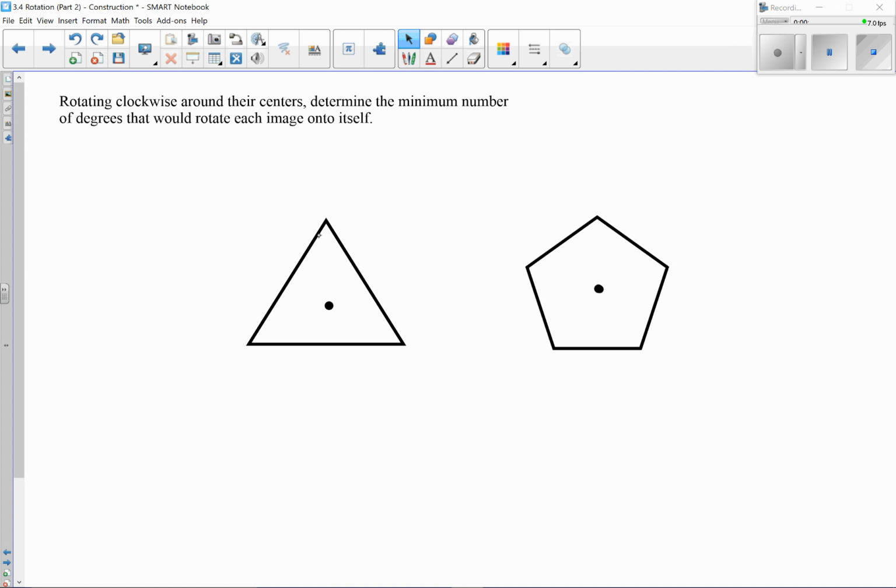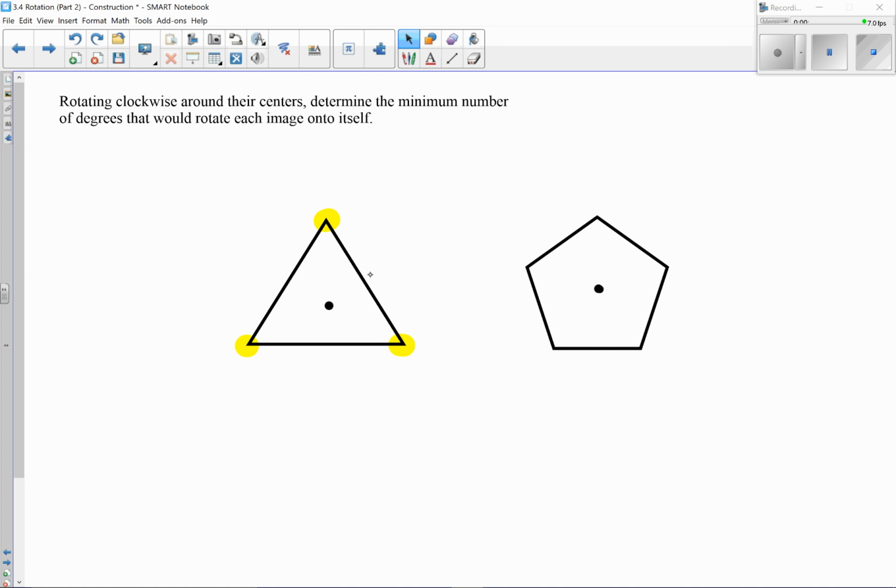So if I have here this triangle, if this is the center, if I was to rotate it upon its center, how many degrees would I have to turn it so that this first vertex would land on the other vertex, and same thing over here. So the best way to think about this is actually to think about it as an inscribed image.